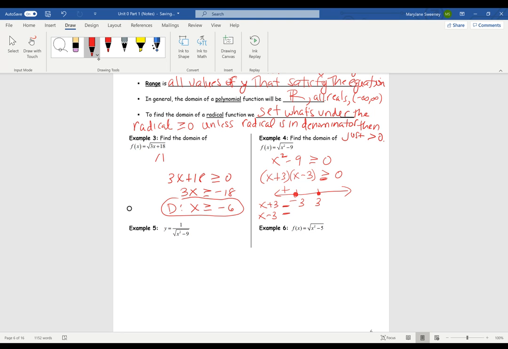Then we pick something in the middle of -3 and 3, 0, let's say. Plug in 0 here, that's positive. 0 in here is negative, that's overall negative. To the right of 3, let's say 4, positive, positive, positive. So we want to know where this is greater than 0. So that's going to be where my positives are. So I would say my domain here is -infinity to -3, hard bracket, union, and then 3 to infinity. Okay.